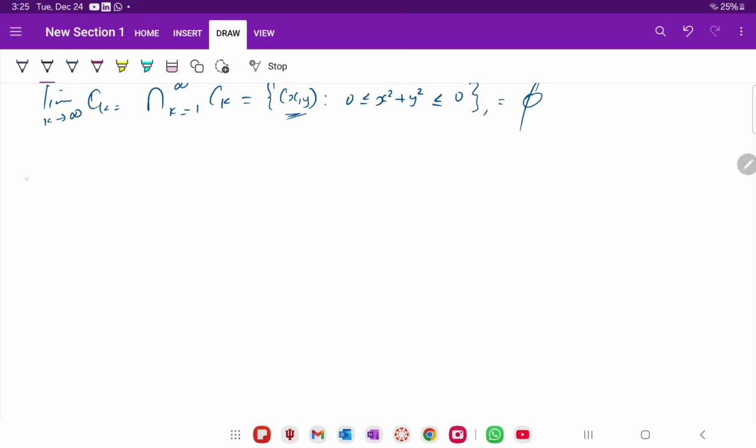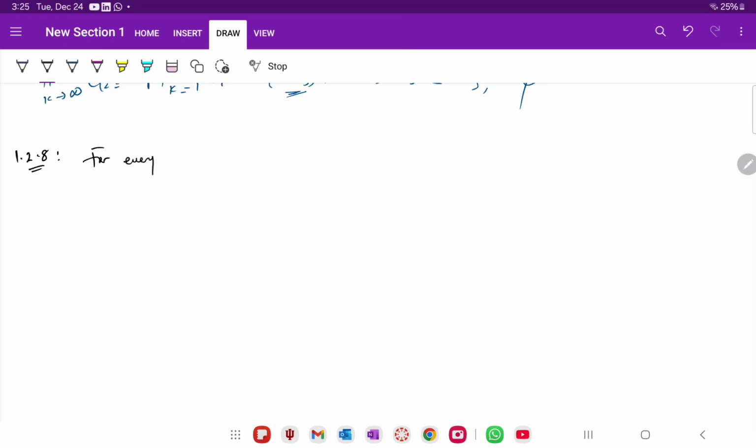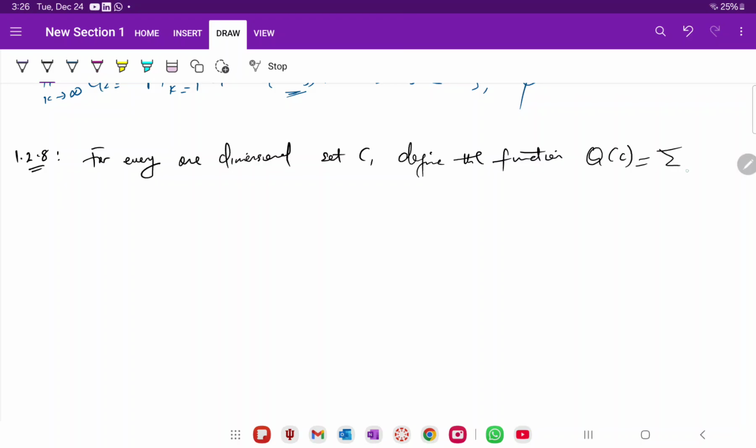Question 1.28. For every one-dimensional set C, I will define the function Q of C to be the sum over C of f of x, where f of x is given to be 2 over 3 times 1 over 3 to the power x, for x equals 0, 1, 2, and 0 elsewhere.